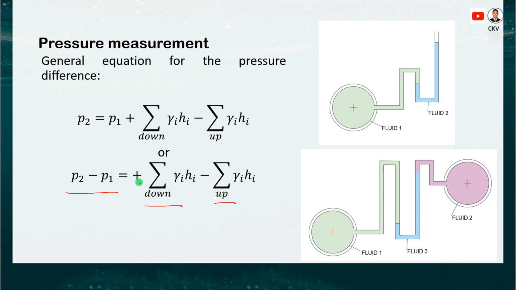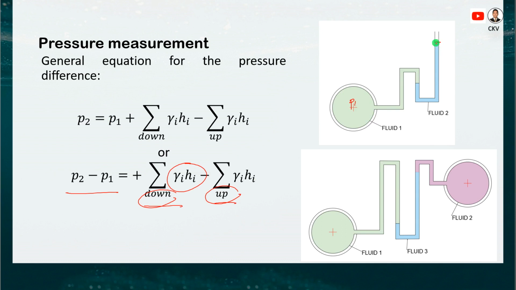So what do downward and upward mean? How do you identify the product of unit weight and its corresponding pressure head, which is going downward? So let's say we have here the open manometer. Let's say fluid 1, the starting point or the location for pressure 1 is at this point.